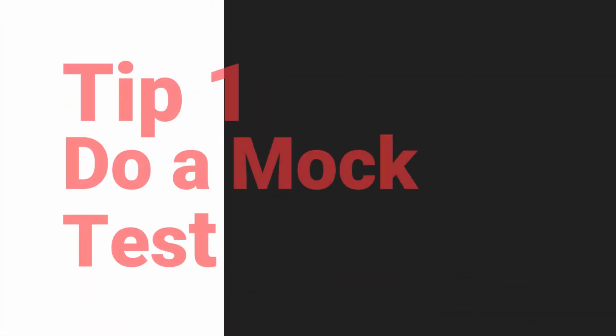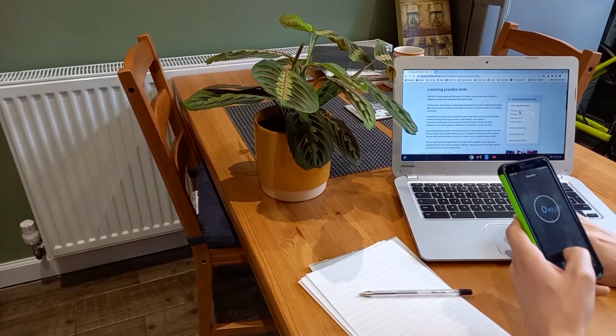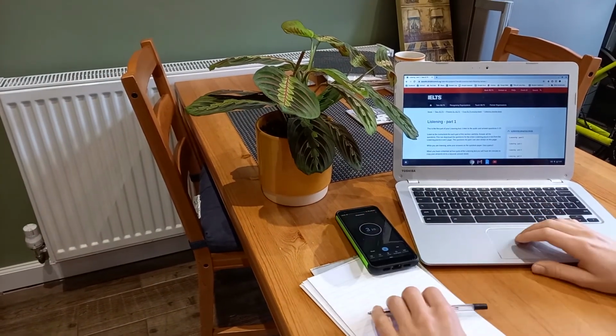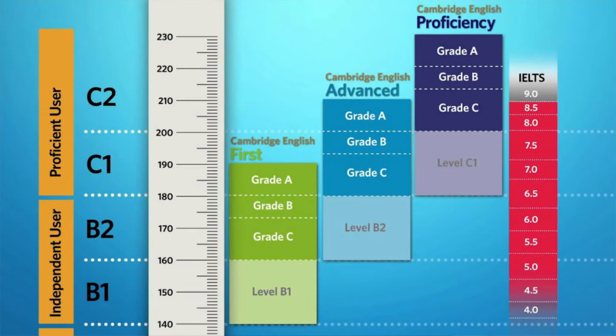Tip number 1, know your goal and do a mock test. Do one today. Okay, so the first thing is you need to know what is your goal. This may be given to you by your institution, the university you're applying to, or the immigration office, for example, or maybe it's a personal goal. If you don't know how those goals match with the common European framework, that is B1, B2, C1, etc., I will leave a link in the description.